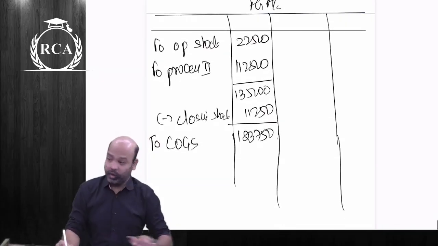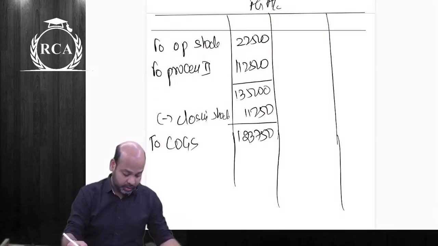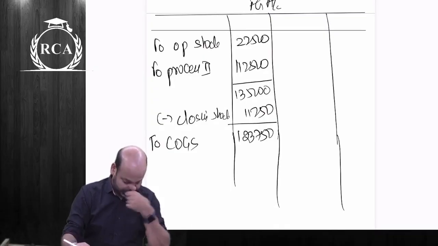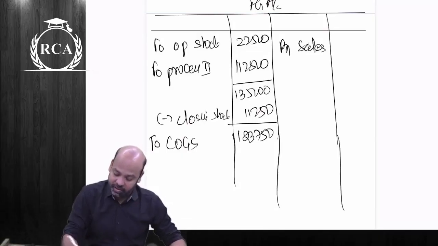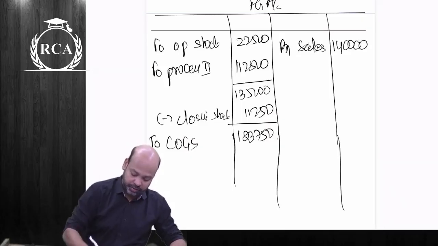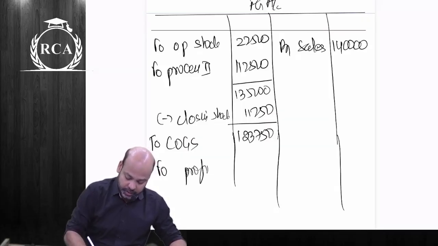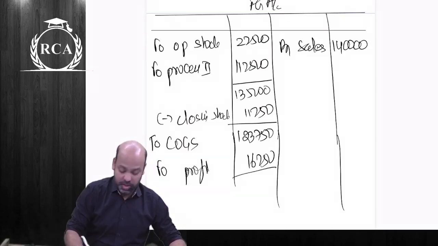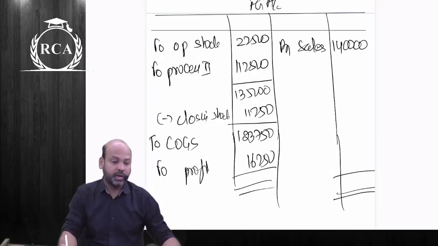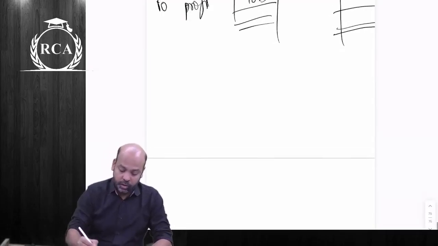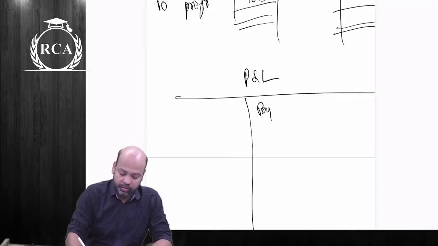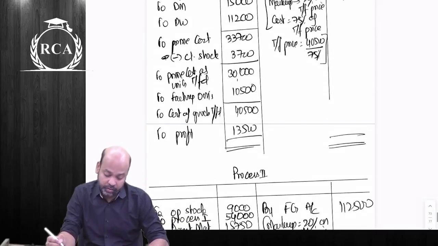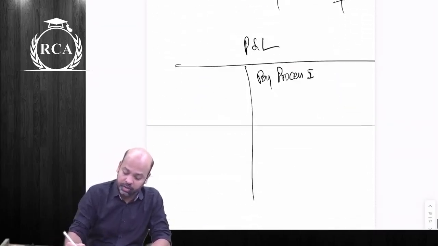Yes or no, guys? What is the markup here? Very good. Sales 1,40,000. How much will be the amount of profit booked by this department? This is the amount of profit booked by this department. Are we clear about this? So if I look at the overall P&L account, process 1 booked a profit of 13,500.